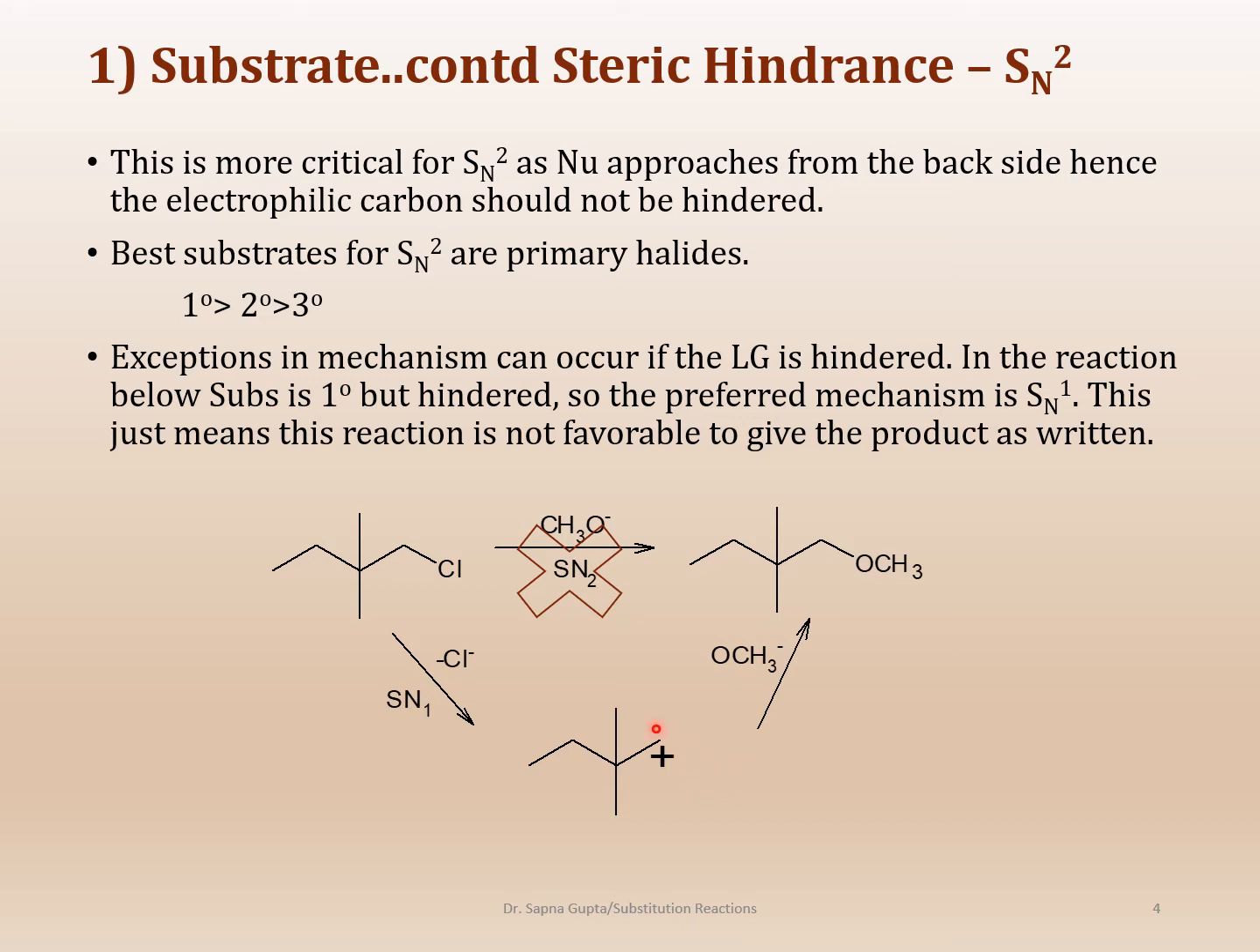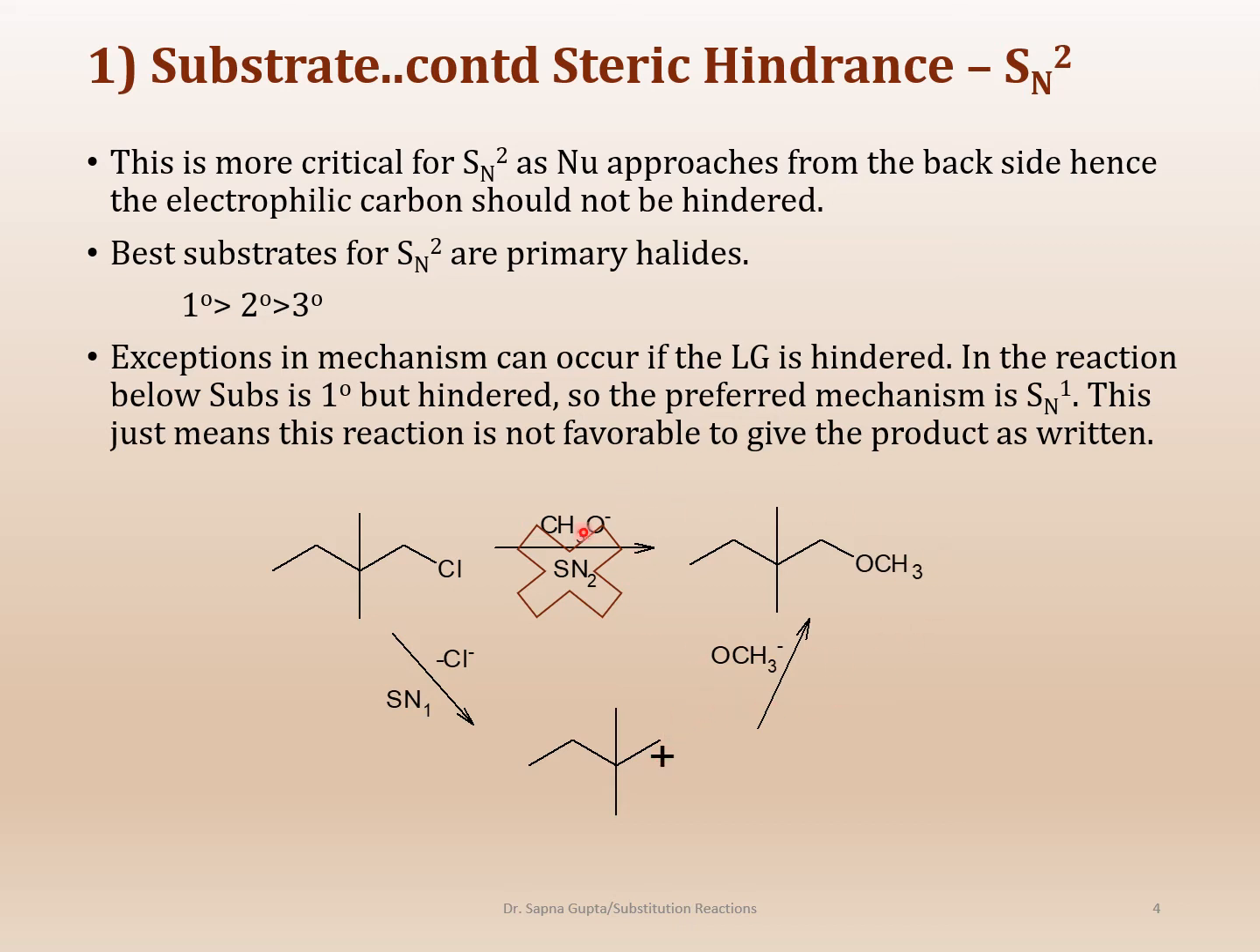Okay, which is that this carbon is not easily accessible. So the mechanism is not going to be SN2, it's going to be SN1. If it is an SN1 reaction, you still get the same product. But because this is a primary carbocation, it's not a very stable carbocation. So what does that mean?